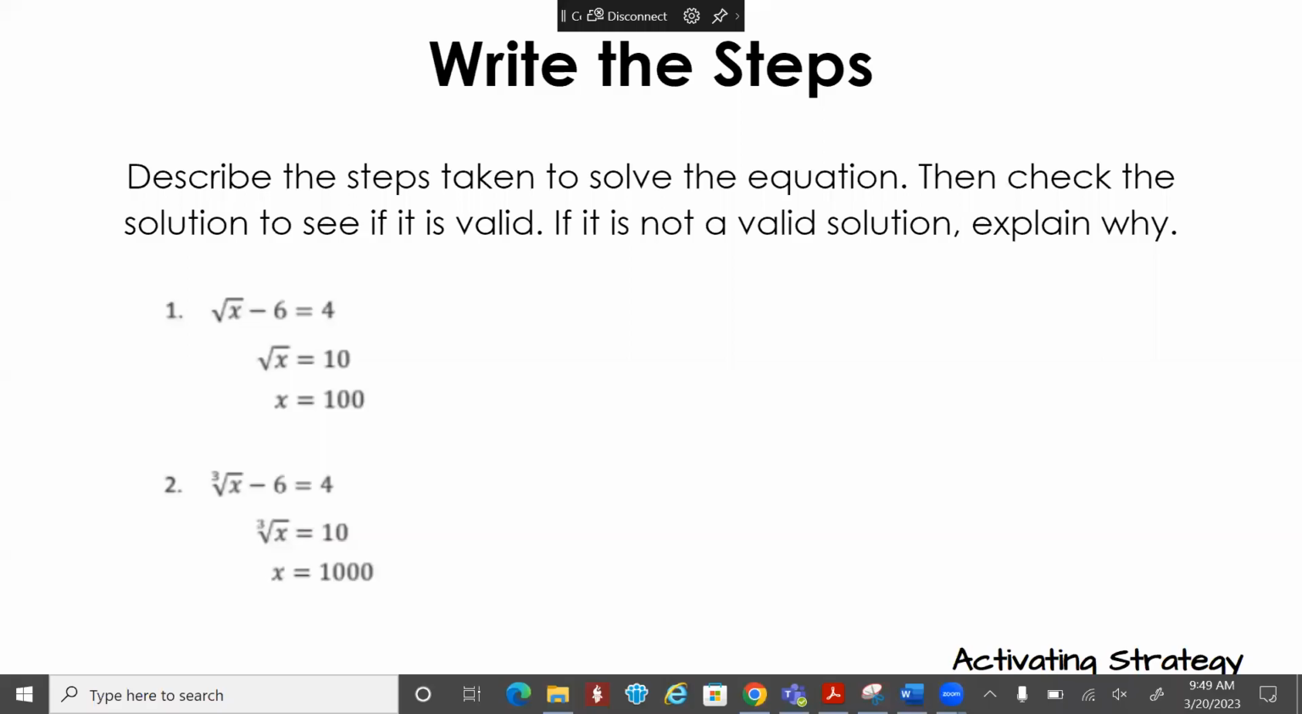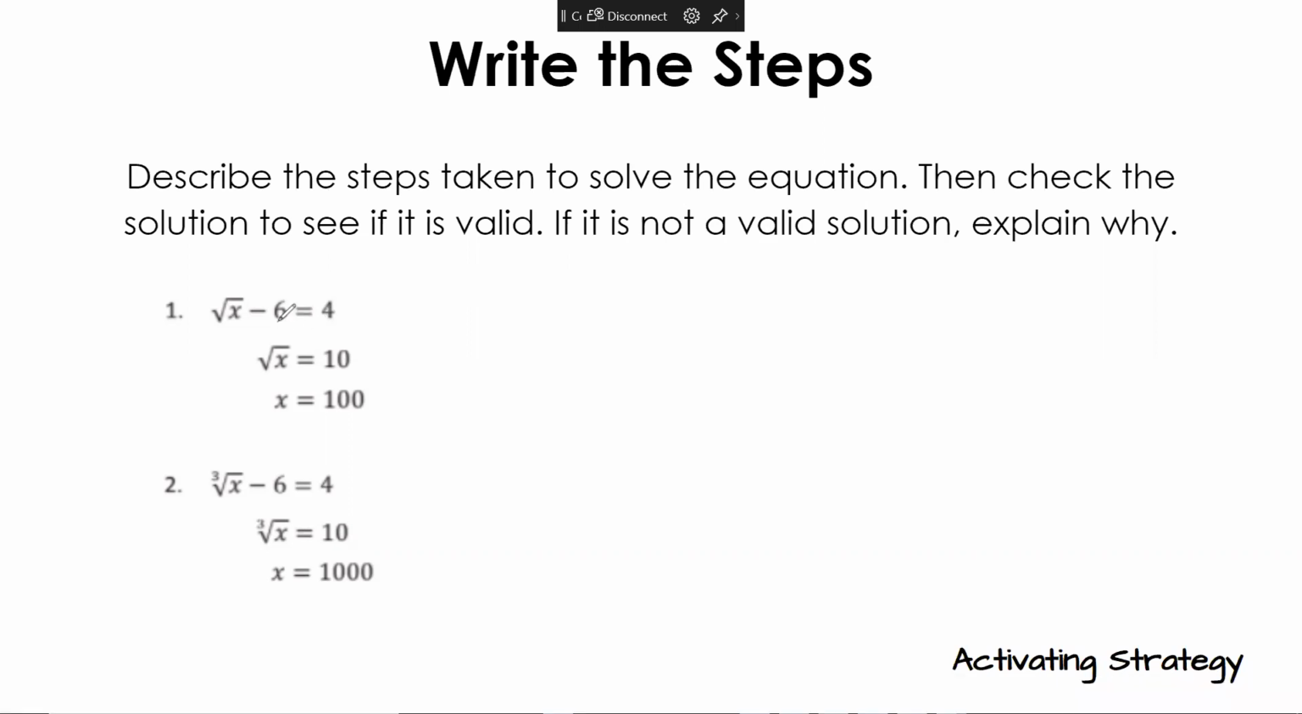So describe the steps taken to solve the equation and check the solution to see if it's valid. If it's not a valid solution, explain why. So first things first, what do we do here? We added 6 to both sides. Okay. And then we get 10 over here.